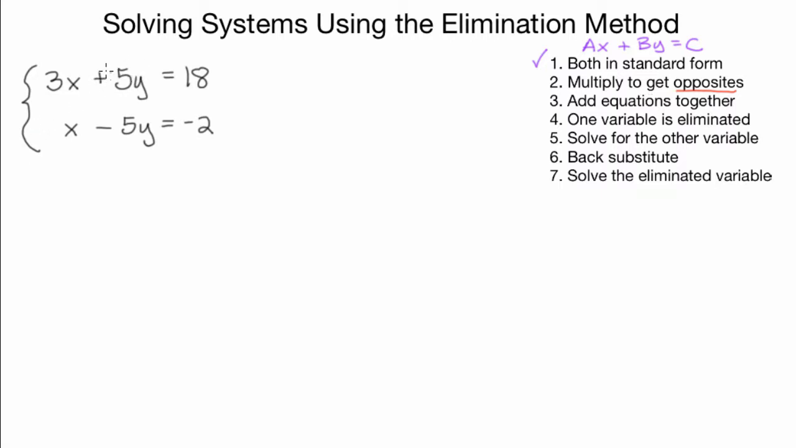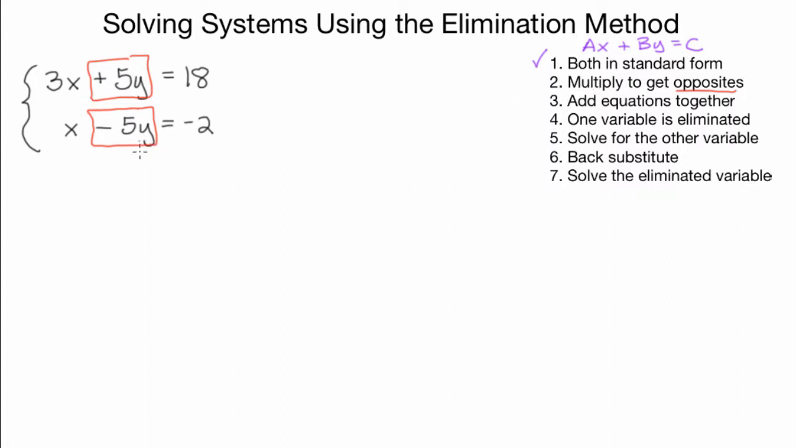So right here, I've got a good example of opposites because I have a plus 5y, but then in the equation below, I have a negative 5y or minus 5y. That's exactly what I want to have happen, because when I add these two together, when I add straight down, I'm going to have a 5y plus negative 5y. Those are going to turn into 0. And that's what I'm trying to do.